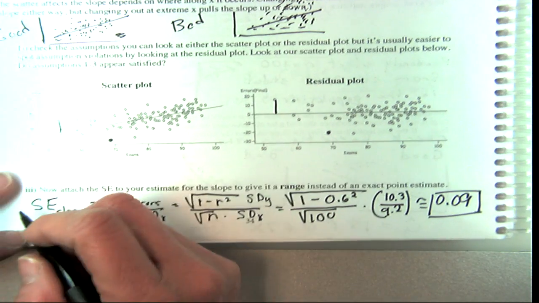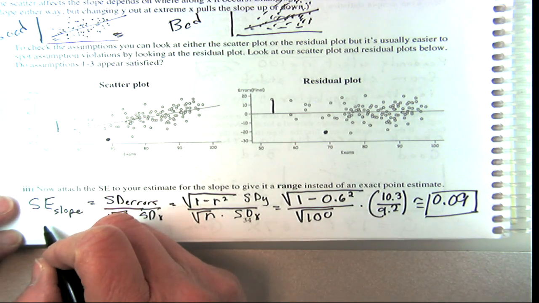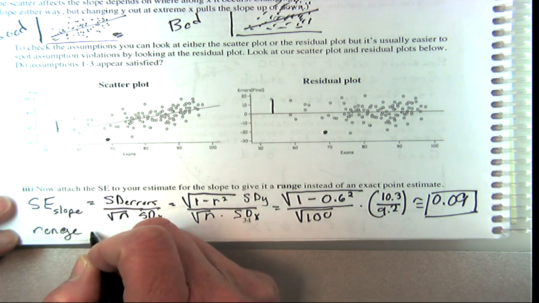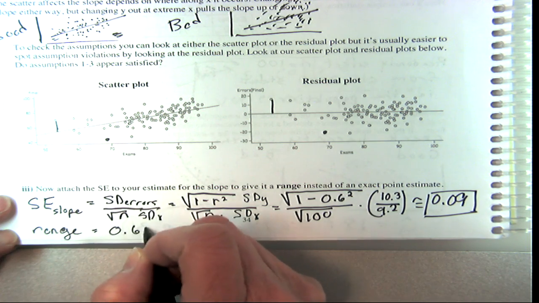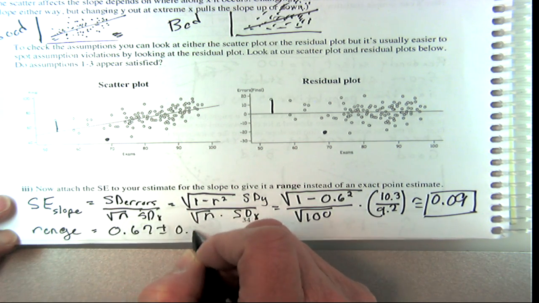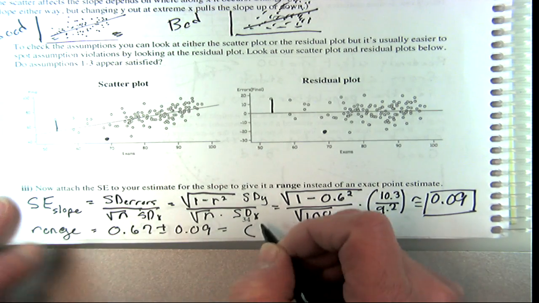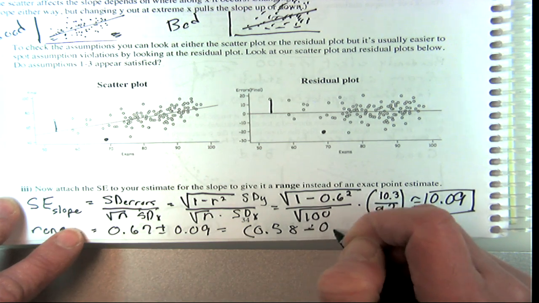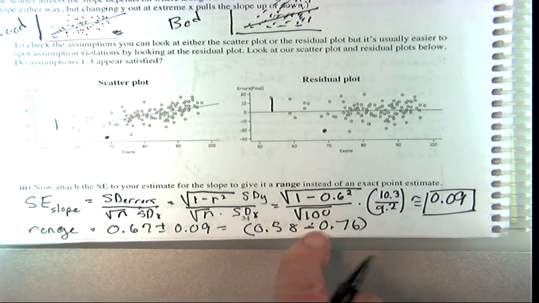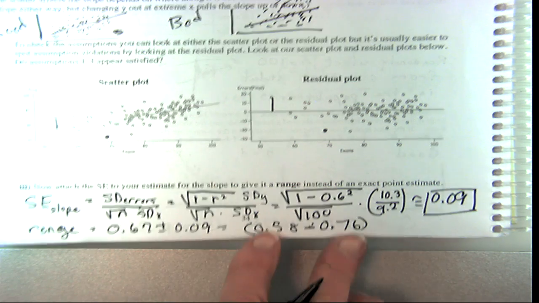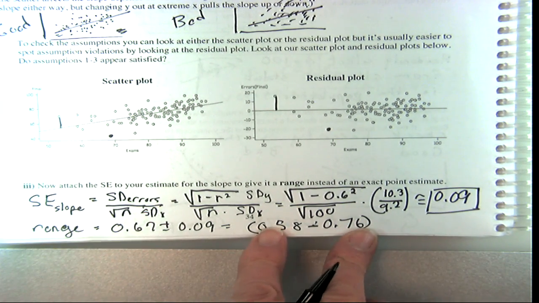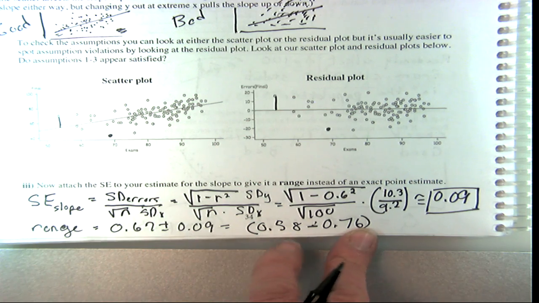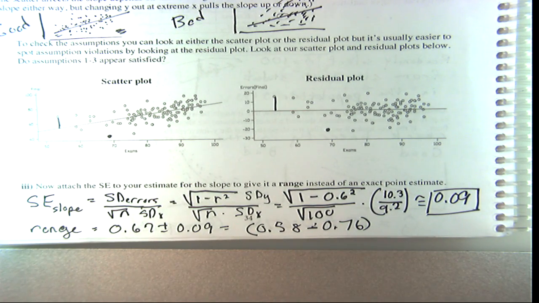So we'll say our slope, so give it a range. The range would be equal to our sample slope, which is 0.67, plus or minus 0.09. So that would be 0.58 to 0.76. That's our range. Okay? Now we're going to have to look at how to build confidence intervals. What I mean by that is how sure we are that the slope is in that range. Okay, so far, any questions? All right, let's go then.